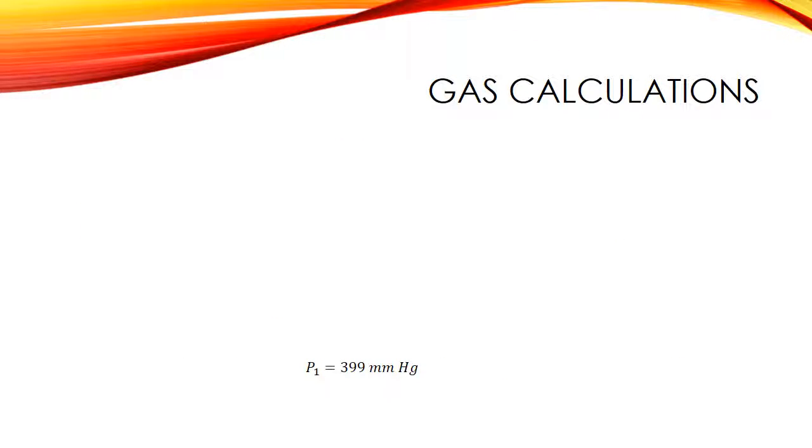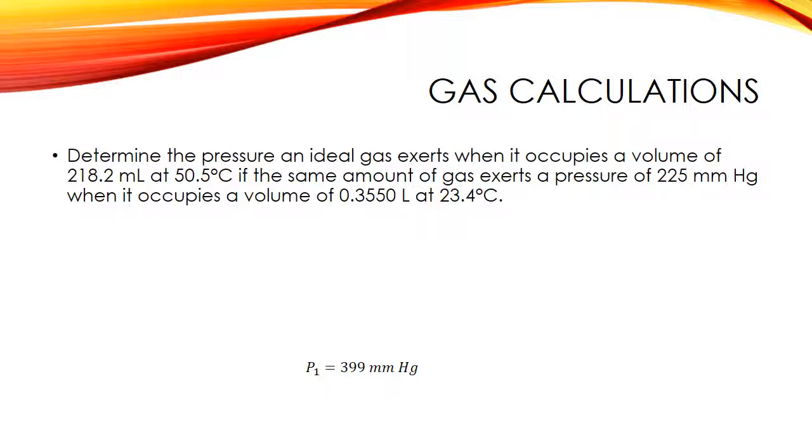So looking at a different problem here, we're asked to determine the pressure of an ideal gas that it exerts when it occupies a volume of 218.2 milliliters at 50.5 degrees Celsius, if the same amount of gas exerts a pressure of 225 millimeters of mercury when it occupies a volume of 0.3550 liters at 23.4 degrees Celsius. So notice the difference in this problem compared to the last one. We're not given a specific amount of gas, and we have a before and after. So that tells you it's going to be using the combined gas law.